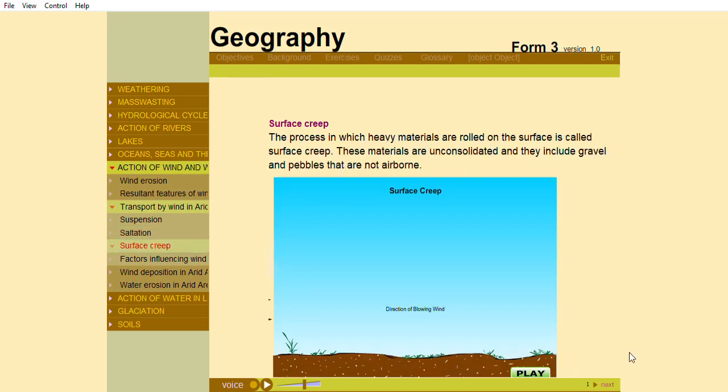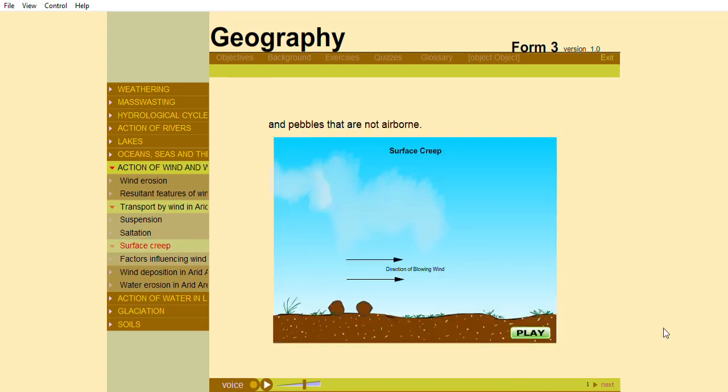Surface creep. The process in which heavy materials are rolled on the surface is called surface creep. These materials are unconsolidated and they include gravel and pebbles that are not airborne.